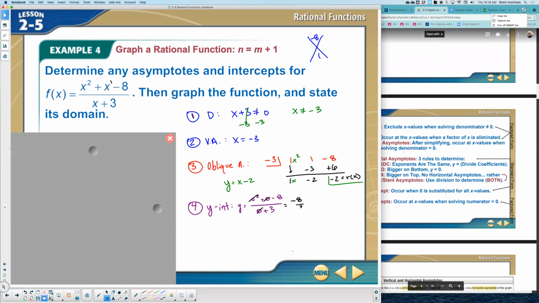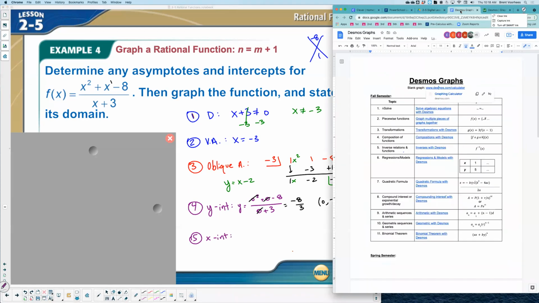-8 divided by 3. That does not reduce. And finally, how do you find the X-intercept? Set the numerator equal to 0. I'm going to use my quadratic formula calculator for this. I created one. If you go to the Desmos graphs, quadratic formula, because I know it's not rational.